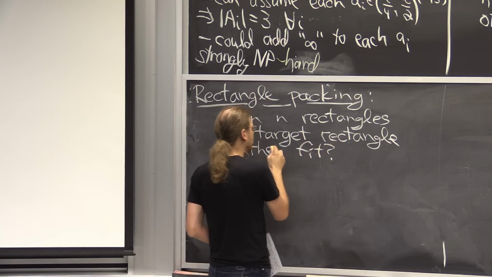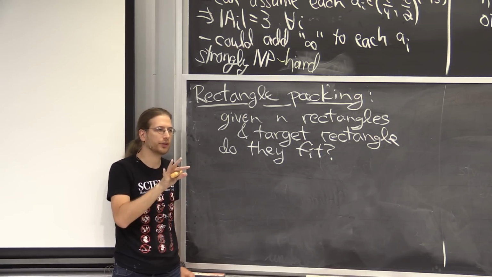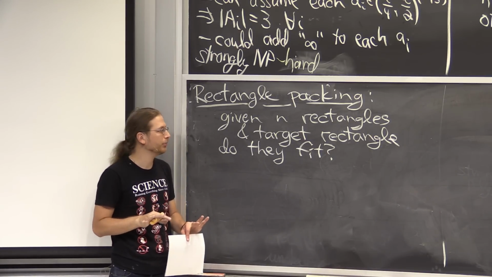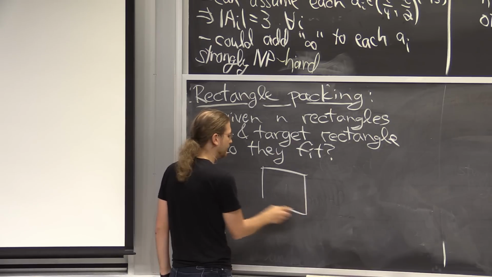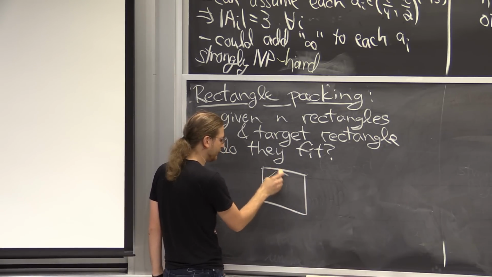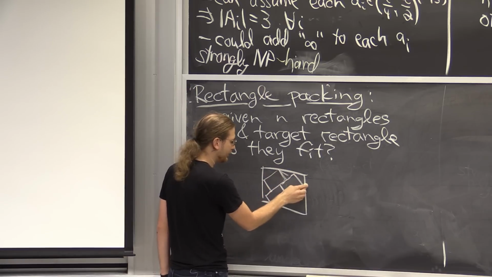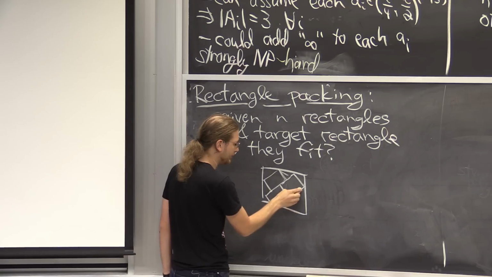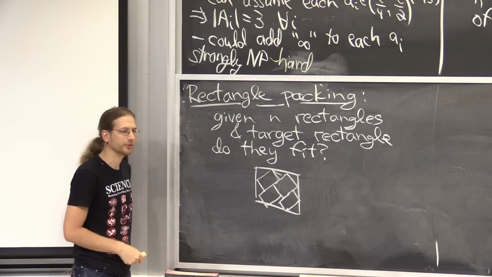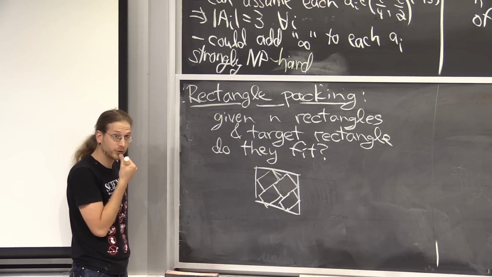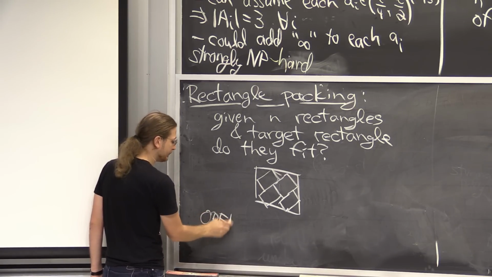So what I'd like in a solution is to rotate and translate the given rectangles so that they're disjoint from each other, they can't overlap, and they all fit inside the target rectangle. So this might be the target rectangle, and then maybe this is my set of rectangles appropriately packed. So here maybe the answer is yes. If they don't fit inside the target rectangle, the answer is no. This problem is strongly NP-hard, but I'm pretty sure we don't know whether it's in NP.